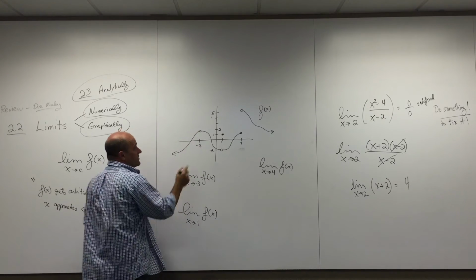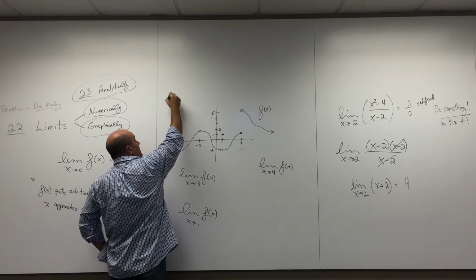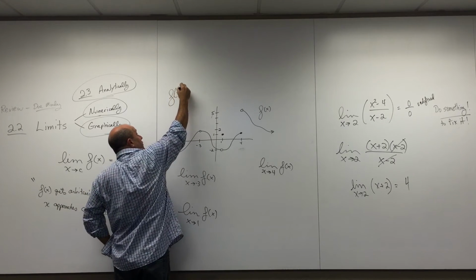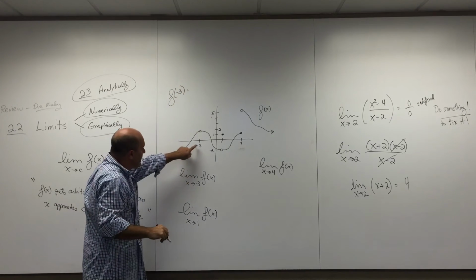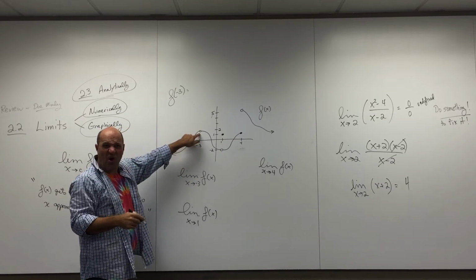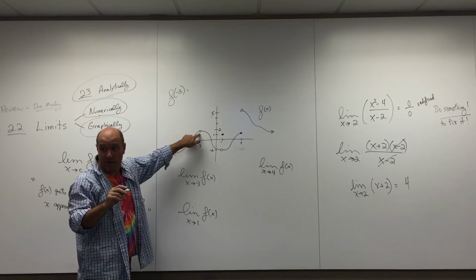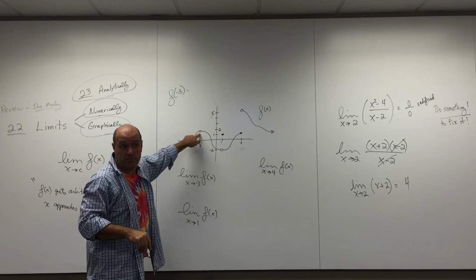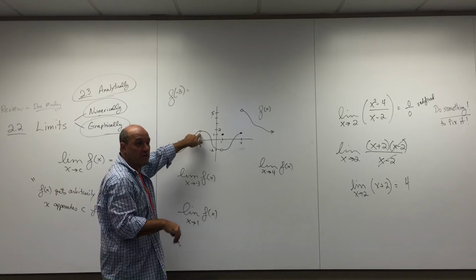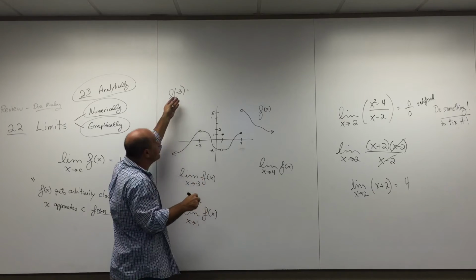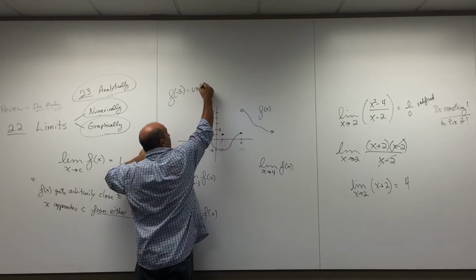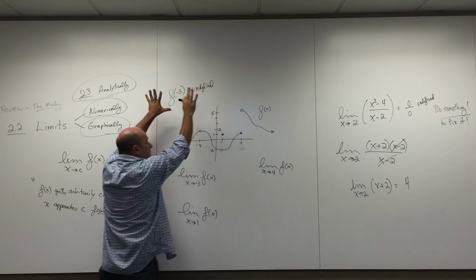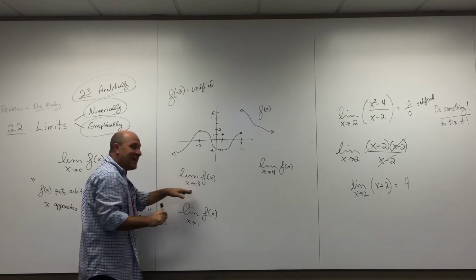Here's a different question. What's f of negative 3? So what is f of negative 3? Well, there's a hole there. There is no y value. So it's undefined. So when x is -3, there is no y value. It's undefined. That's true. But that's not what this says.